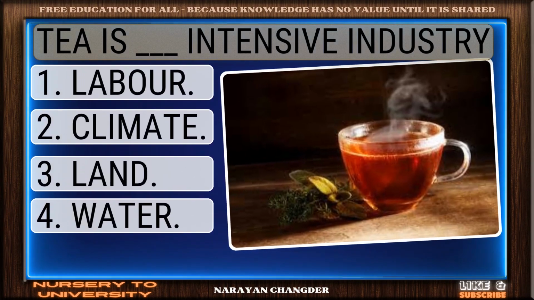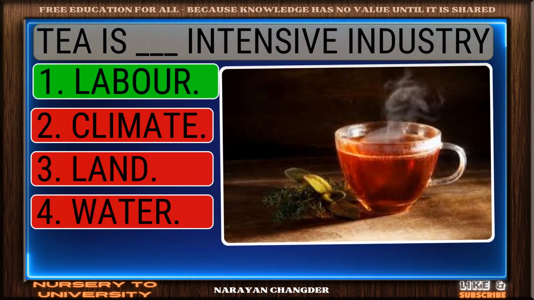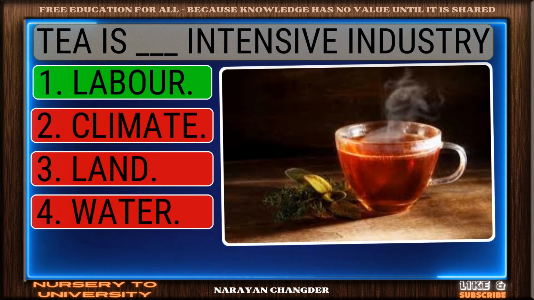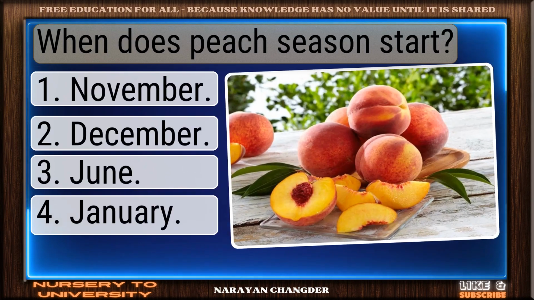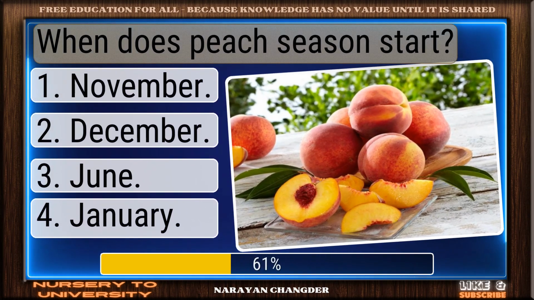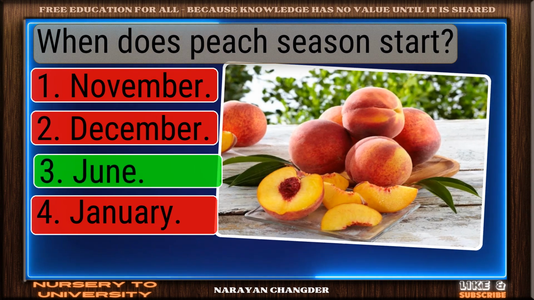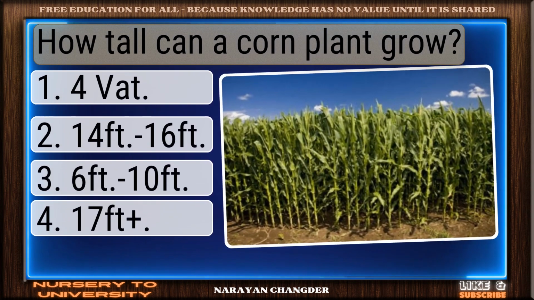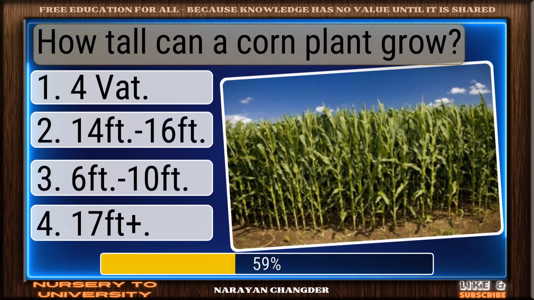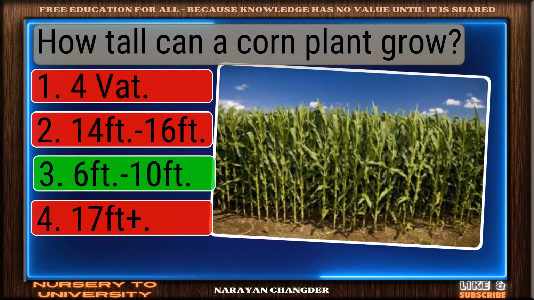Agriculture is a dash intensive industry. Good thinking. Labor is right. When does peach season start? Nice work. June fits perfectly. How tall can a corn plant grow? You're right. 6 to 10 feet is correct.